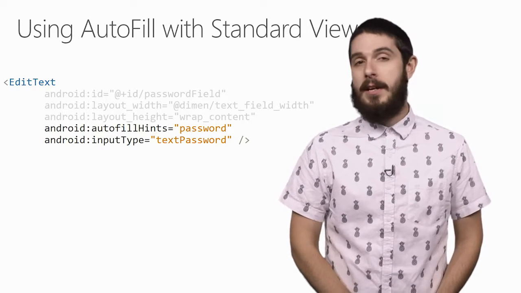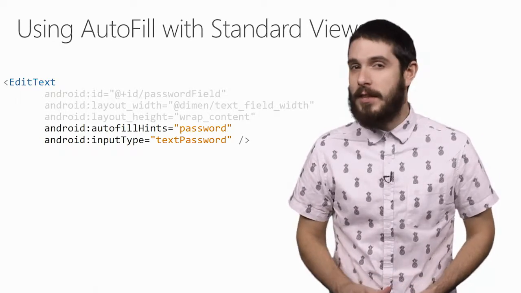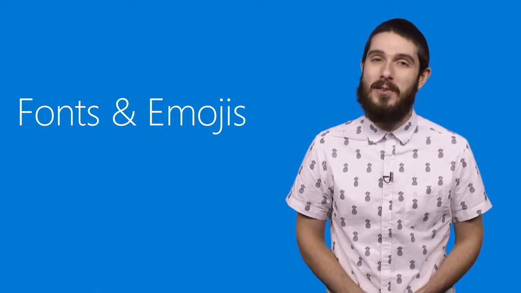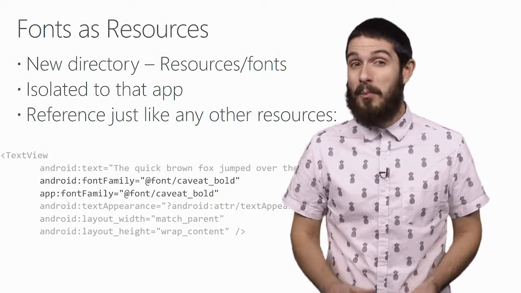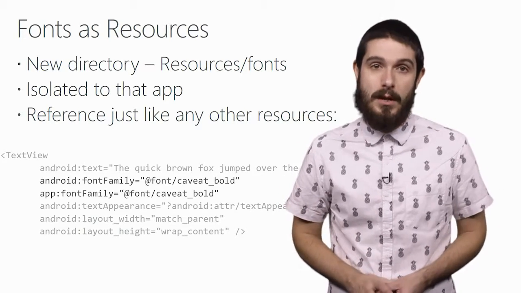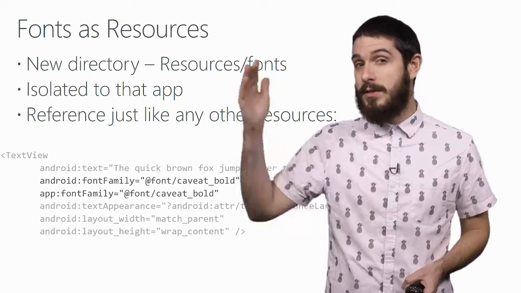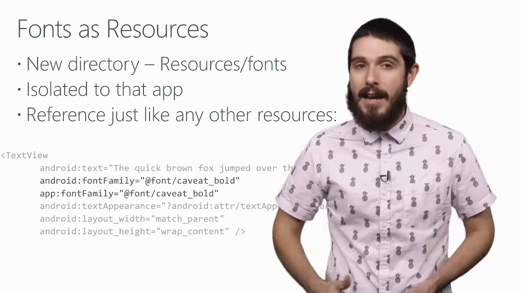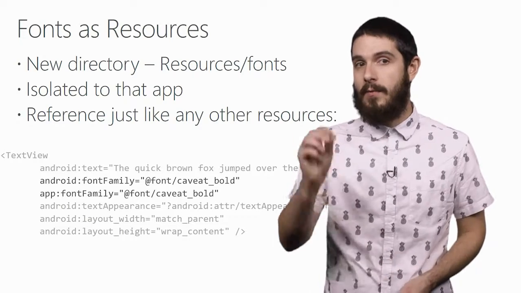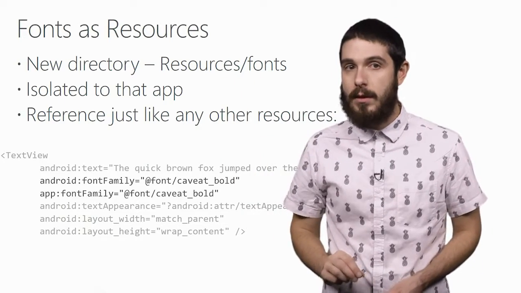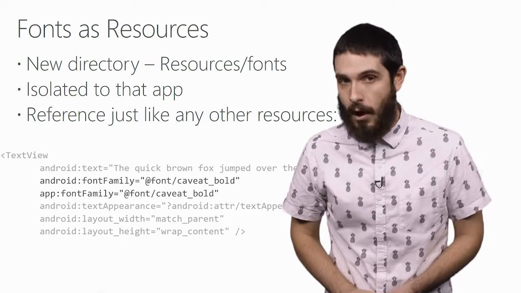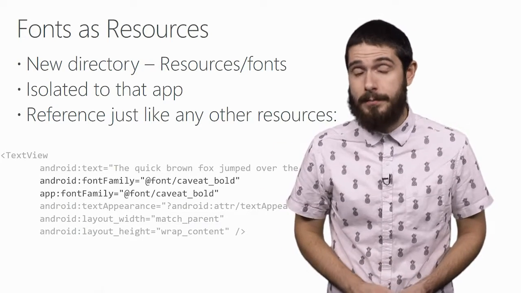Now, autofilling passwords and things like that are fun, but what about fonts and what about emojis to really spice up those text views? Well, first things first, brand new is a way of automatically setting fonts as a resource. You can simply add them into resources/fonts and then use them like any other resource inside your application. So here what we're seeing is that we have android:fontFamily and app:fontFamily for backwards compatibility to access that font as an attribute, which is super awesome.